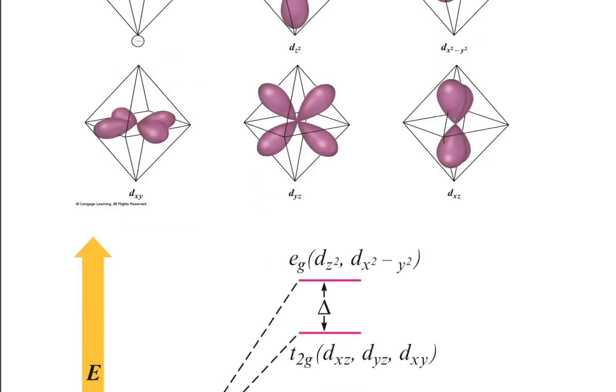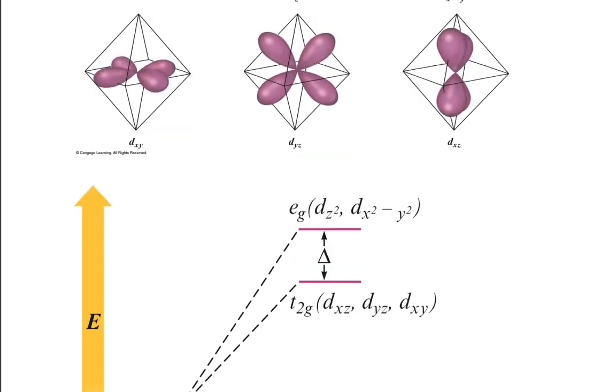These three, the dxy, the dyz, the dxz, those ones are less affected by the incoming electrons on the ligands. So they're not moved to as high an energy position as the upper two. The upper two orbitals together are called the eg orbitals. The lower three orbitals together are called the t2g orbitals.